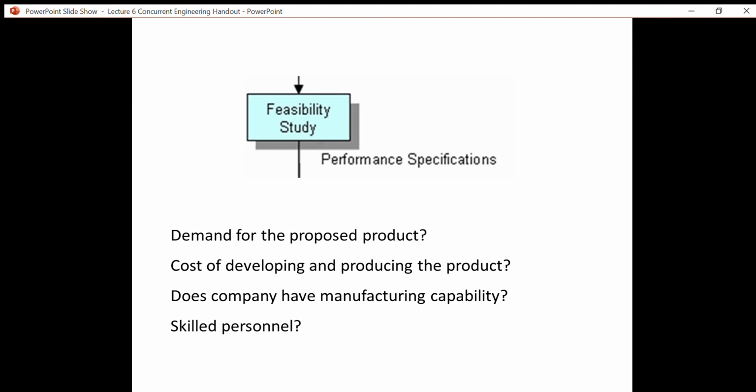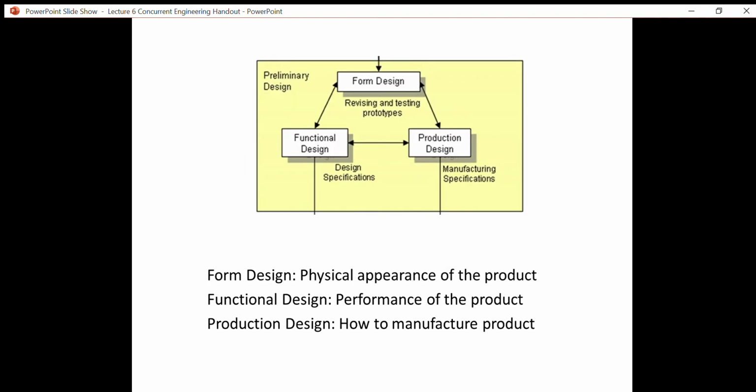So in this feasibility study we conduct the analysis, and then we come out with a report. From this report, the top level management will decide whether we need to carry out the next level or not. The next level is the preliminary design.